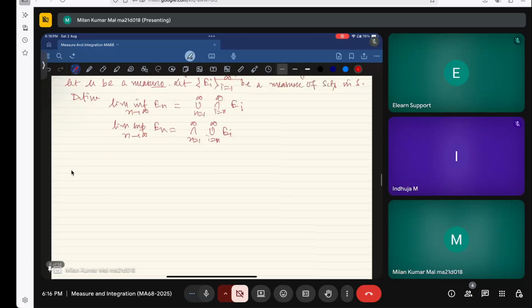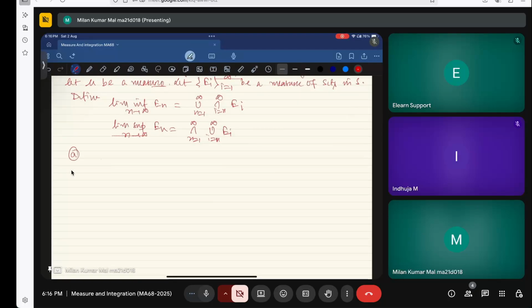So the first question is: mu of the limit infimum of En is less than or equal to the limit infimum of mu of En. This is the first question. I will do the second question after we do the first one. So let's first try to solve this one, starting with the definition.